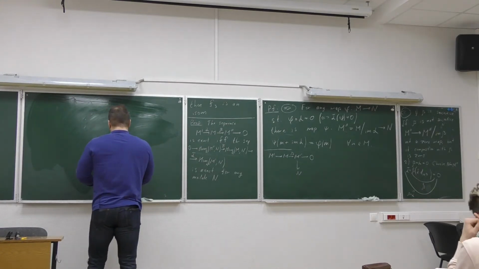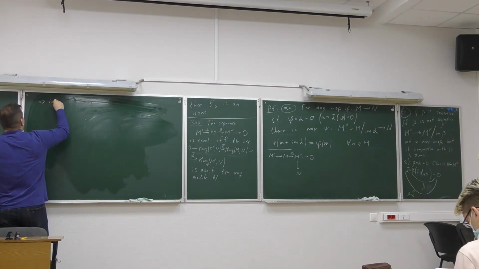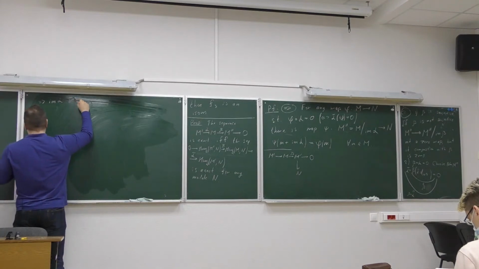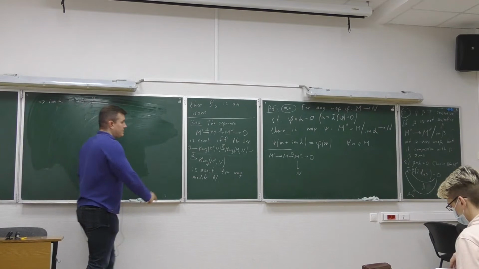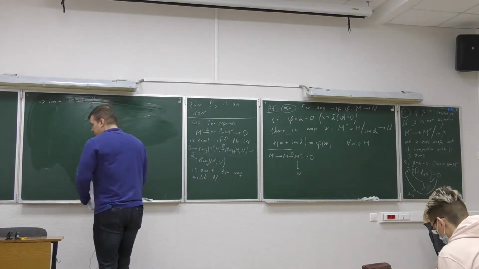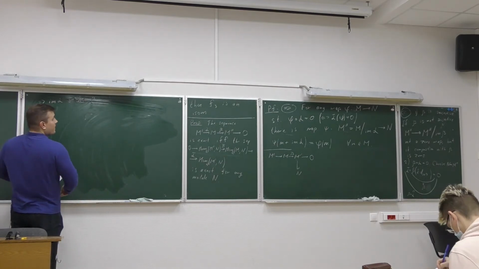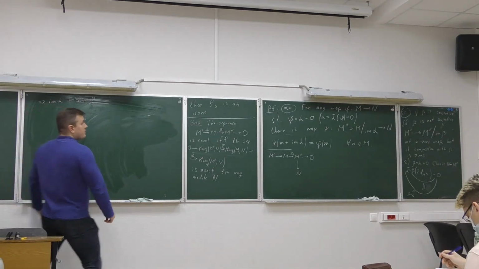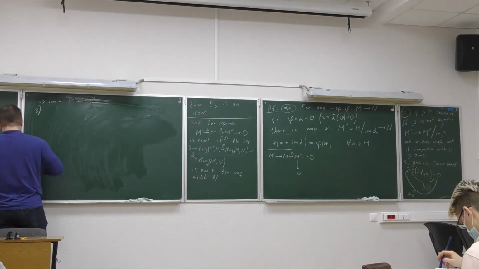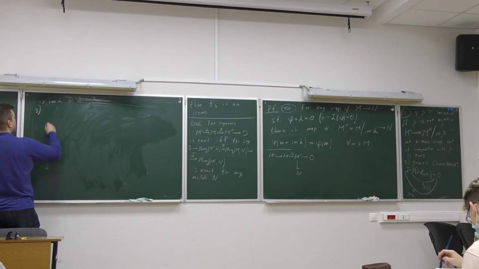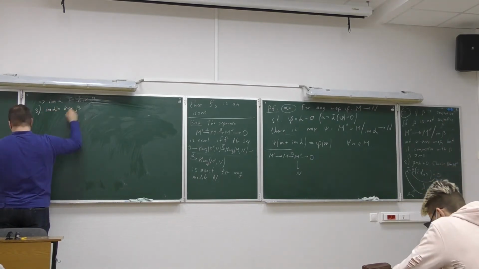So if the composition of beta and alpha is 0, at least we can say that the image of alpha is contained in the kernel of beta, which immediately follows from the last observation that the composition is 0. So what we need to do is show that there is inclusion in the other direction. So this is step 3. In step 3, I want to show that the image of alpha is exactly the kernel of beta.